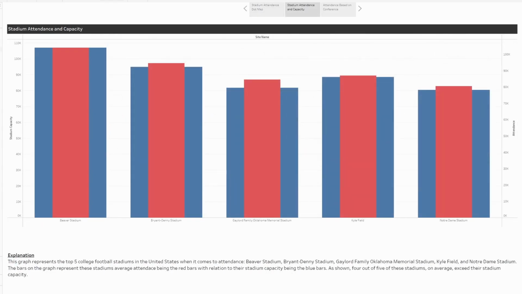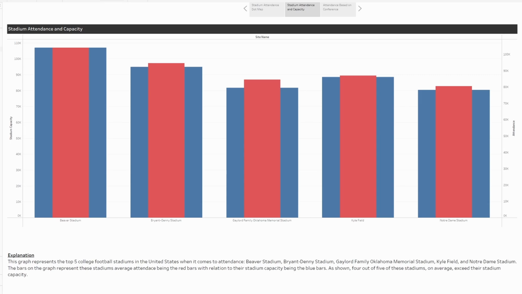This graph represents the top 5 college football stadiums in the United States when it comes to attendance. In first place is Beaver Stadium, home of Penn State. In second place is Bryant-Denny Stadium, home of Alabama. In third place is Gaylord Family Oklahoma Memorial Stadium, home of the Oklahoma Sooners. In fourth place is Kyle Field, home of Texas A&M, and in fifth place is Notre Dame, home of the Fighting Irish. The bars on the graph represent these stadiums' average attendance, with the red bar showing average attendance and the blue bar showing stadium capacity.